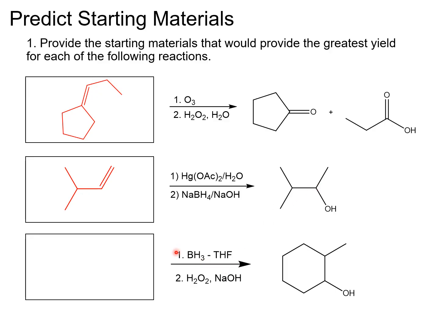For the last one here, this is our hydroboration oxidation reaction. We know this follows an anti-Markovnikov addition, so I want to have this OH on the less substituted carbon of my alkene. My options here would be making a double bond to this position or this position. If I make the double bond here, it's very clear that I have a more substituted carbon and a less substituted carbon, so the OH would end up on this position. If the double bond was moved over here, we would end up with equally substituted carbons and therefore a mixture of products.